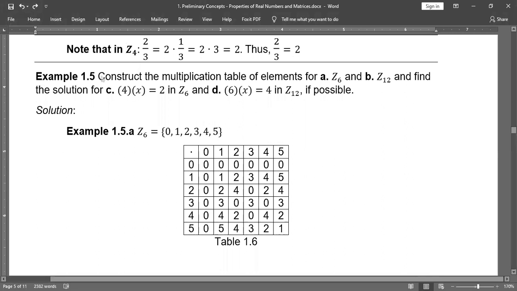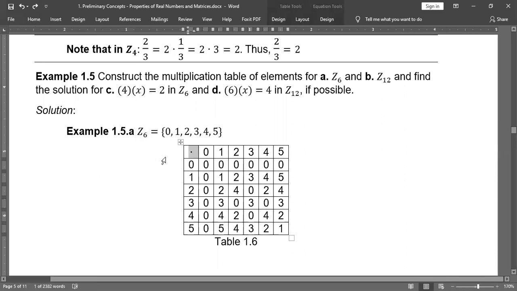Example 1.5. Construct the multiplication table of the elements for Z6 and Z12 and find the solution for 4 times x is equal to 2 in Z6 and 6 times x is equal to 4 in Z12, if possible. Okay. So Z6, we have 6 elements and we are under the modulo 6. So take note of that. Yung subscript ni Z implies the number of elements and the modulo of the given set. So here is the table.